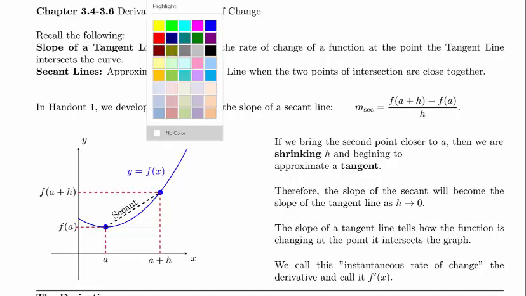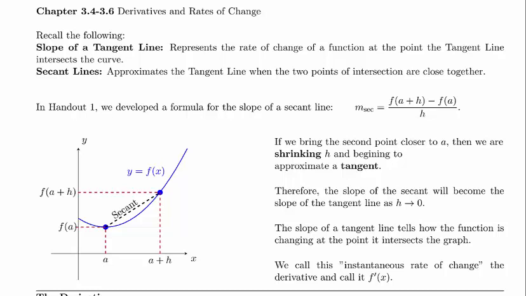The slope of a tangent line represents the rate of change of a function at a point. Right, that's what the slope of a tangent line does. It tells us how the function is changing at that point. Okay? Secant lines approximate the tangent line when the 2 points of intersection are close together. So in handout 1, we developed a formula for the slope of a secant line.